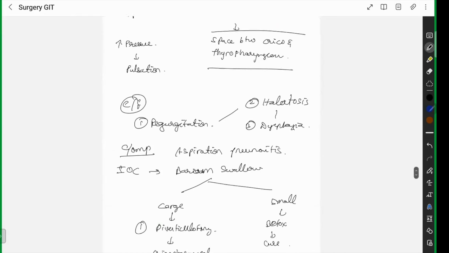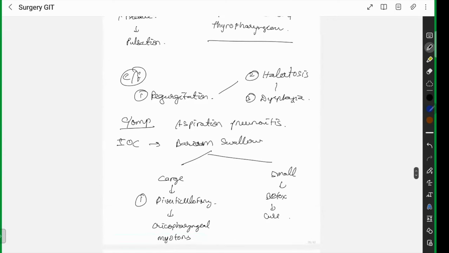What are the clinical features? Number one, regurgitation. Number two, halitosis. Number three, you have your dysphagia. Complication is going to be your aspiration pneumonitis. And your investigation of choice is going to be your barium swallow. So you have two types, large and small.